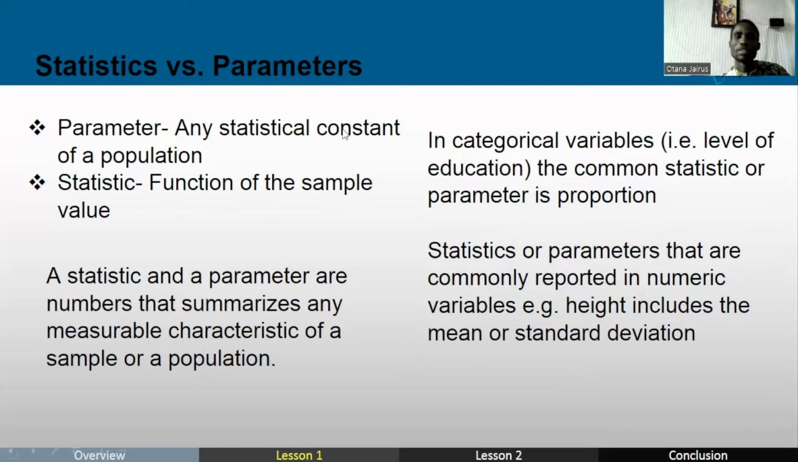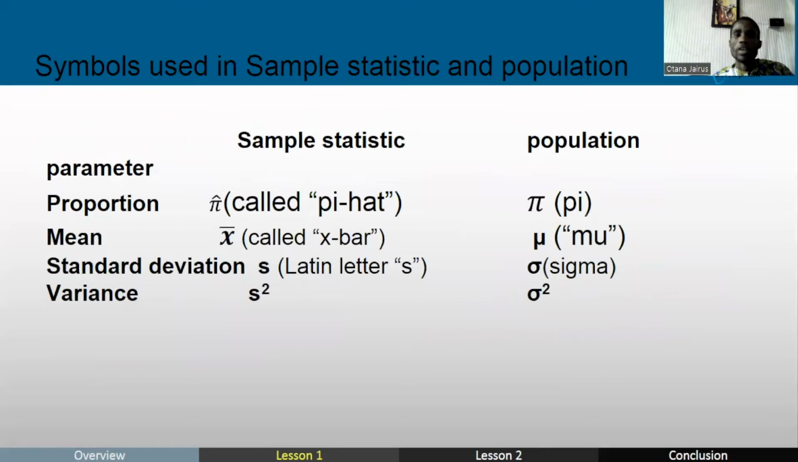In terms of the symbols we use for a sample or a population: the proportion in the sample is denoted as pi hat, and the population proportion is denoted as pi. The mean in a sample is denoted as x bar, while in the population it is denoted as mu. So we should be aware of those symbols for proportion and mean.